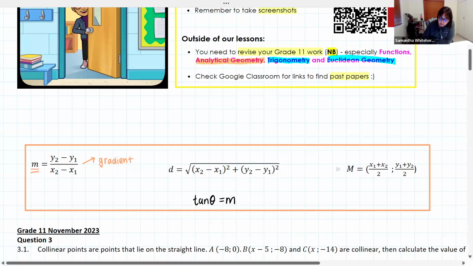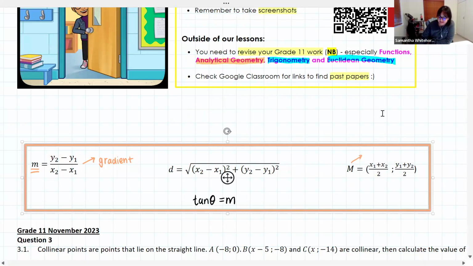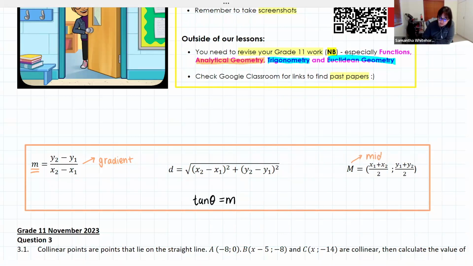Lowercase m is your gradient. What then is the uppercase M formula? Does anyone know? Nice, Camilo, on it. Midpoint. So midpoint basically allows you to find the middle point of any line segment. I don't know which is better English-wise, but you know what I mean.